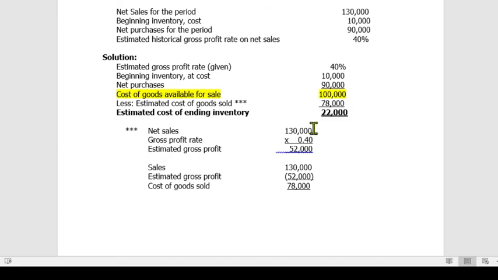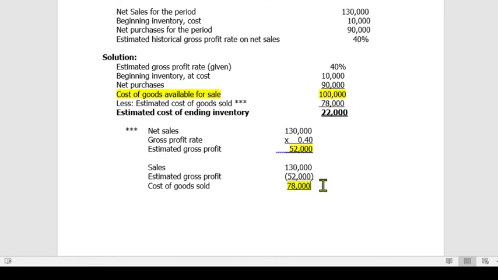So, let us use the estimated gross profit rate to identify the estimated gross profit of the current period. Your net sales for this period is 130,000. Your gross profit rate on the prior period is 0.40. So you estimate your gross profit for this period, because we assume that the gross profit rate in the prior period and the current period are essentially the same. So 130,000 times 40% is 52,000 estimated gross profit. Subtract that from the sales of 130,000, and you will get your cost of goods sold at 78,000.